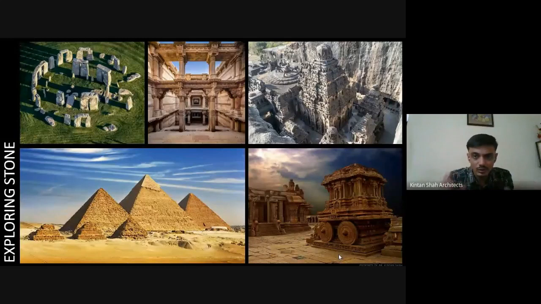The image on the right top that you see is of the Kailash temple, which is the largest monolithic structure built. It has been carved out of a single stone. You're not assembling it. Whereas in the center, what you see is the Adalaj Vav. That has been assembled together to create that kind of a space. And see the way light quality changes as you descend down that stepwell.